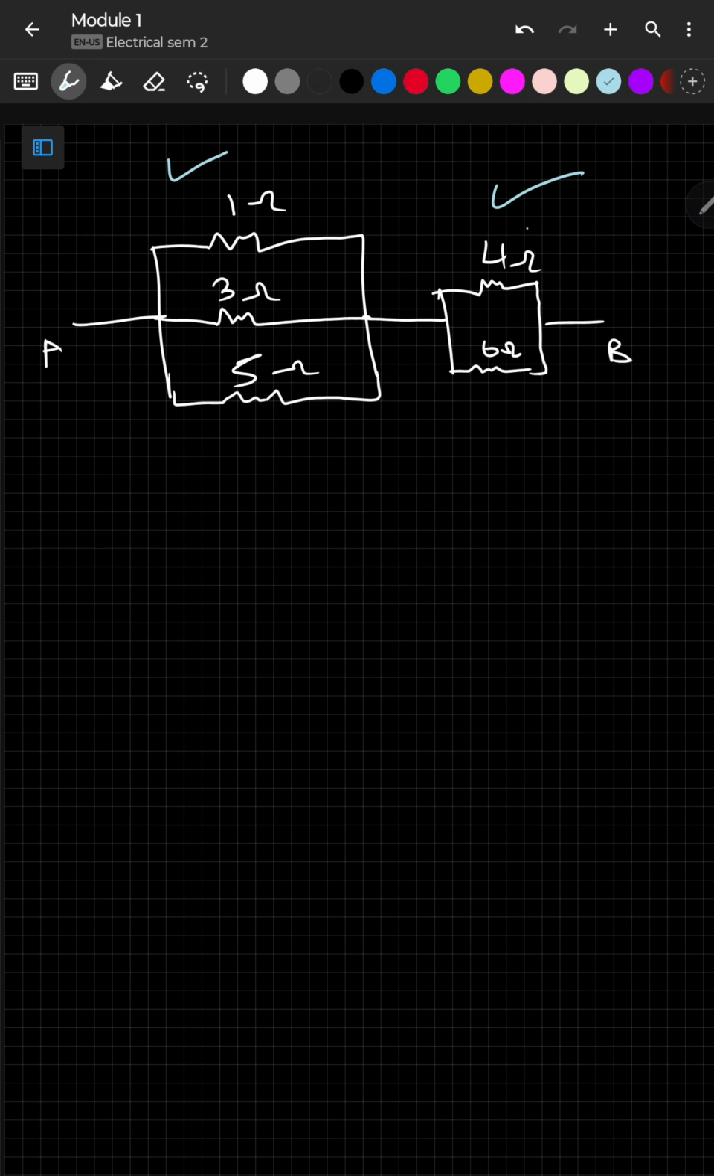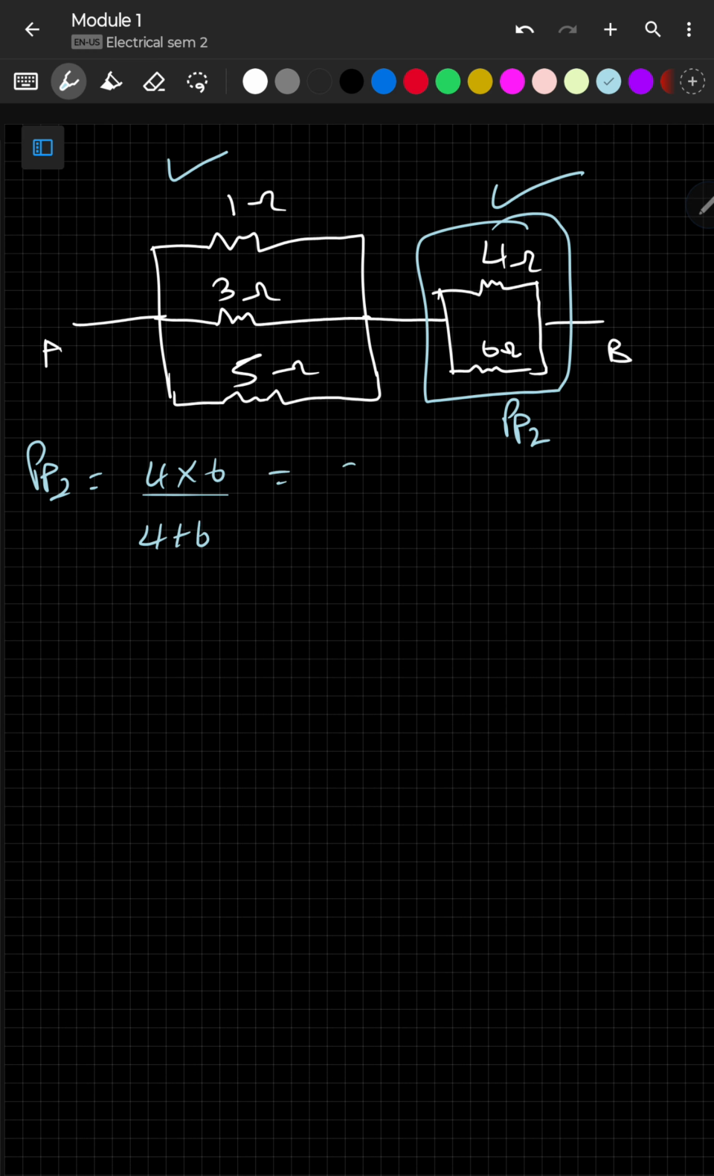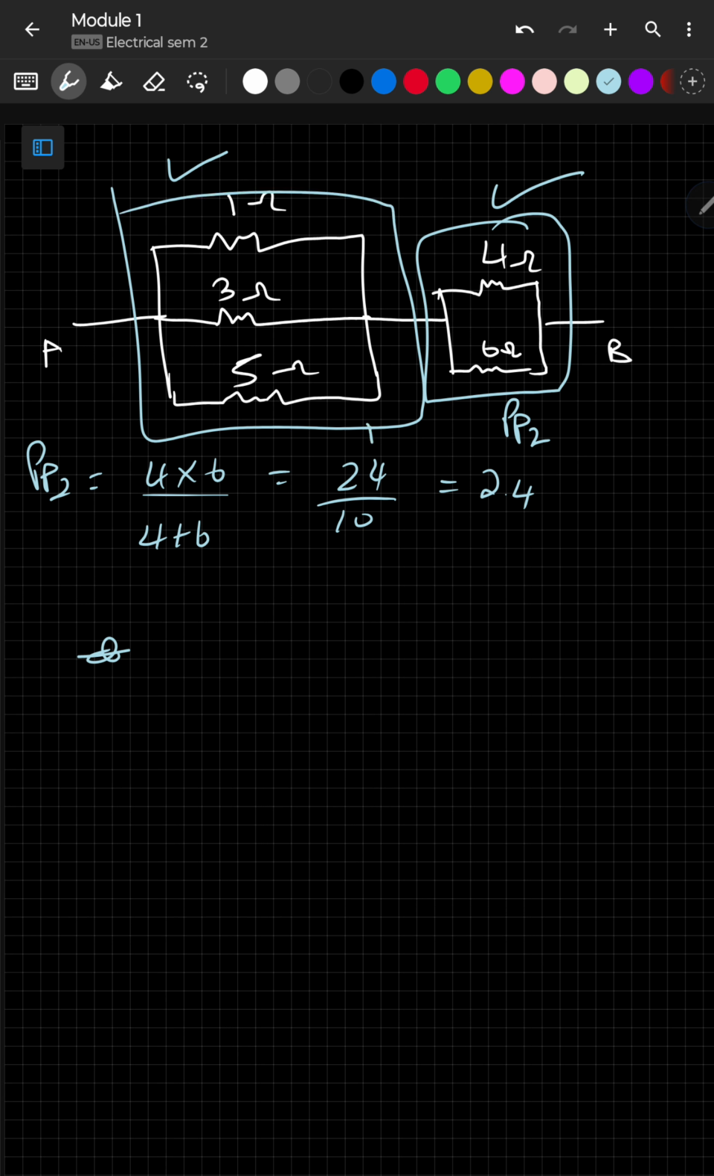So first you want to start with this. I'll take this as RP2 now. So RP2 is equals to 4 into 6 by 4 plus 6. 24 by 10, that gives 2.4. So I just redraw the circuit. But I can solve this also directly now, right? It's not dependent on it. So I'll take this as RP1.